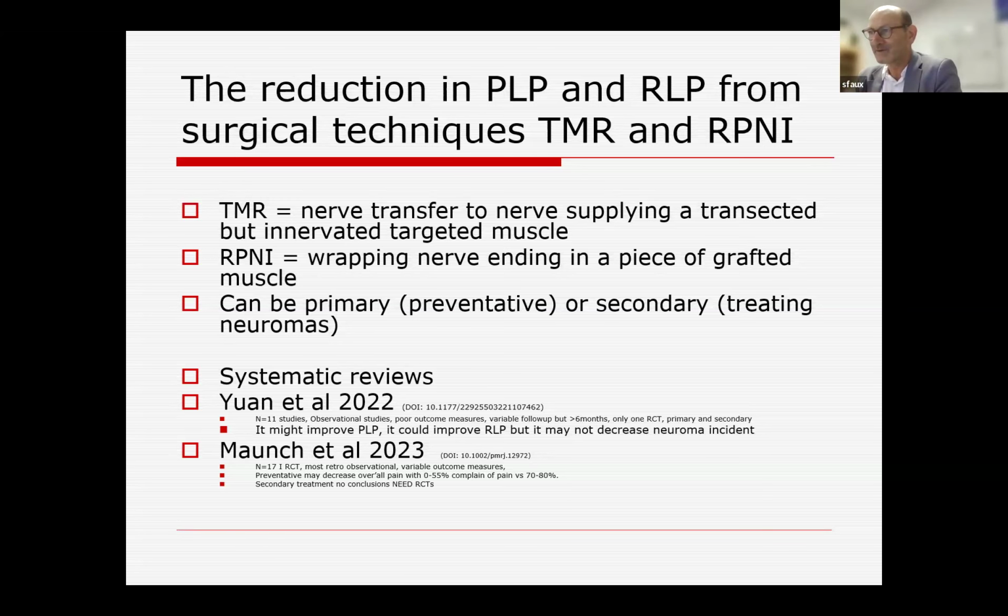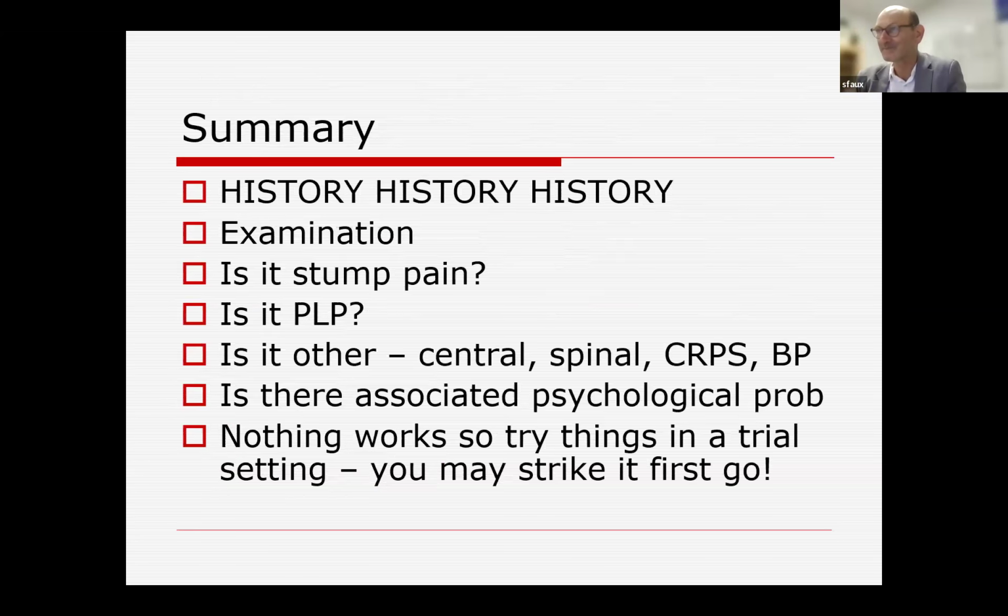A year later, another retrospective study was done with 17 studies, one of them an RCT, and it showed that it can decrease overall pain, with 50% of people complaining of pain compared to 70 to 80% of people. And a secondary treatment, this is for people who had a neuroma and then they were operated on to either graft the end of the nerve onto an existing nerve or bury the neuroma in muscle, did not show really clear conclusions and said it required more studies.